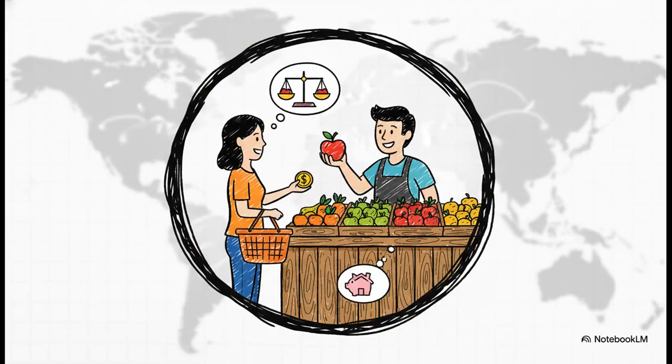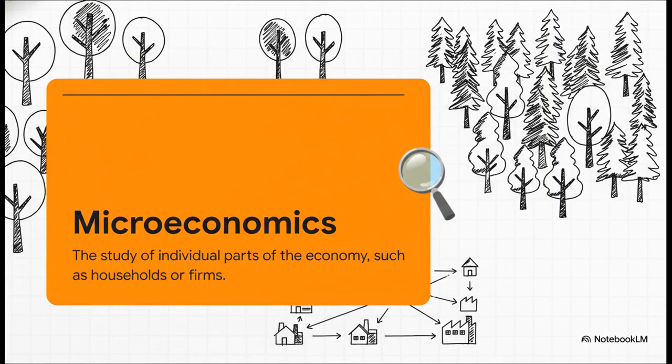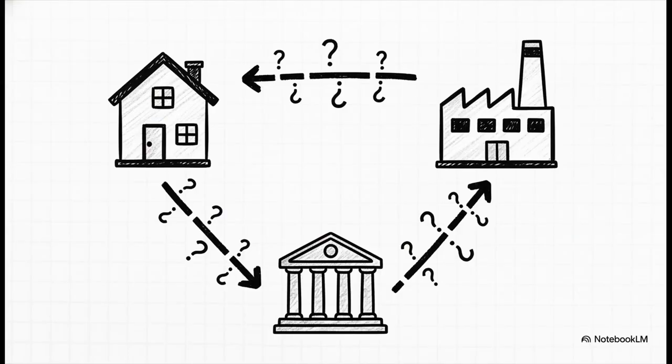Okay, now let's zoom way in for a closer look. And that's microeconomics. It's all about the individual parts, like how you or a single business makes choices. So the big question is, how do all these individual pieces actually connect and work together?